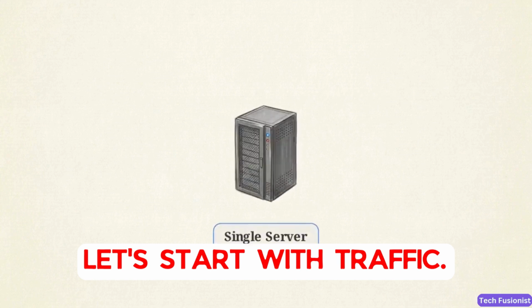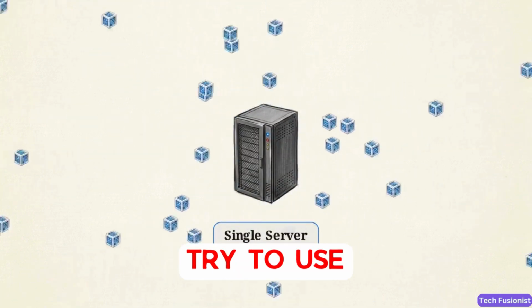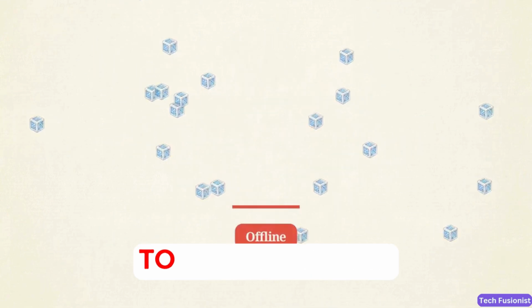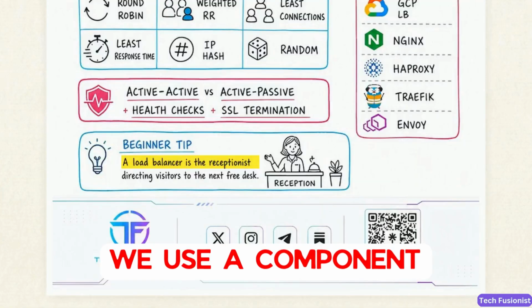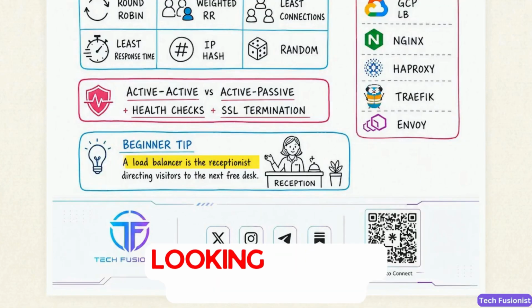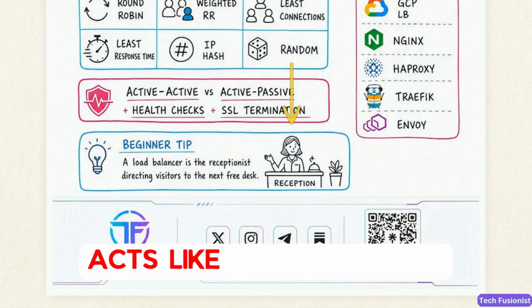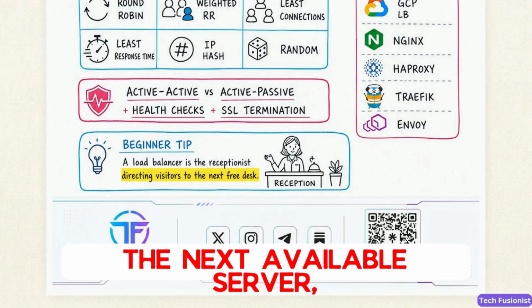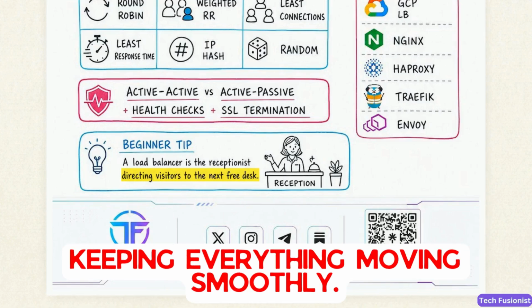Let's start with traffic. When thousands of people try to use an app at once, a single computer can get overwhelmed and shut down. To prevent that, we use a component called a load balancer. Looking at this illustration, it acts like a receptionist at a busy hotel. It greets all incoming traffic and directs each visitor to the next available server, keeping everything moving smoothly.